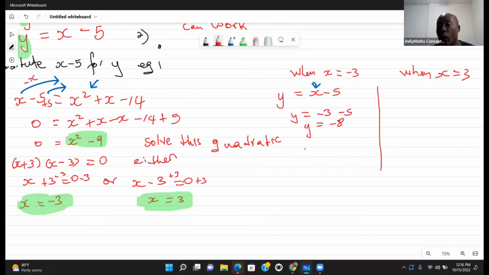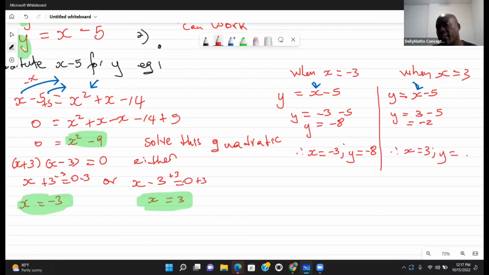So what this is saying is that one of our answers would be, when x is equal to -3, y is equal to -8. So that's one pair of answers. To find the next pair of answers is to do a similar thing. We want to know what y is when x is equal to +3. All we're going to do is substitute +3 right there. So then y is now equal to 3 minus 5, and that is equal to -2. We can now conclude that when x is +3, y is -2.